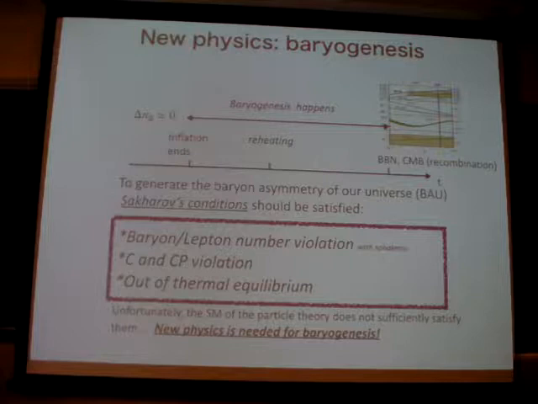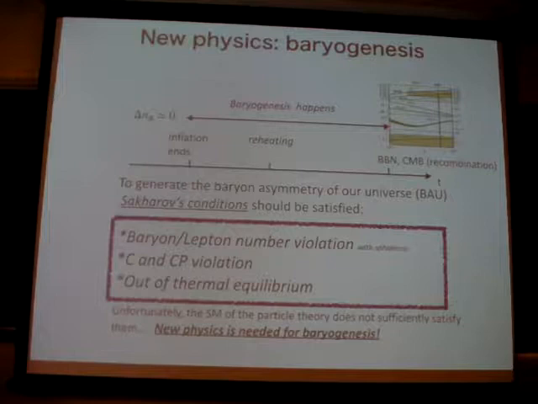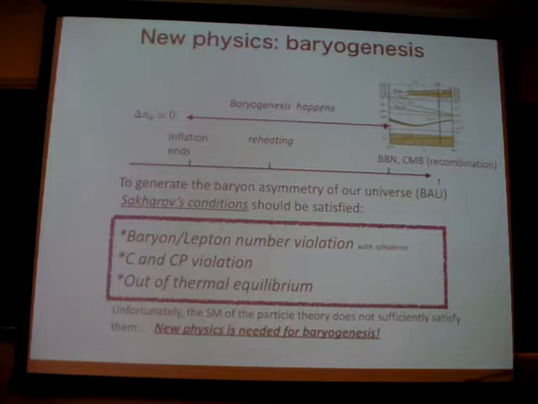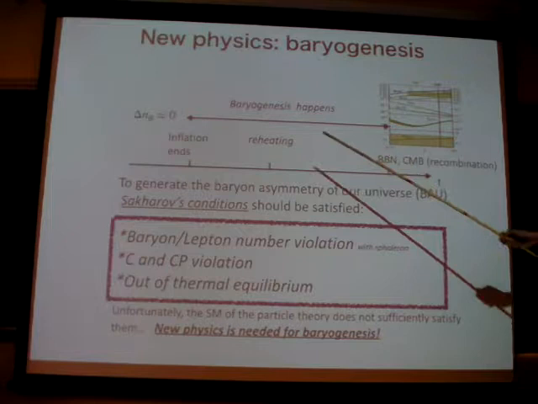There are Sakharov's conditions which should be satisfied in any baryogenesis scenario. The Sakharov's conditions are baryon and lepton number violation, C and CP violation, and out of thermal equilibrium. Baryon and lepton number violation should be satisfied, otherwise the baryon number washes out, so zero asymmetry would remain until today.